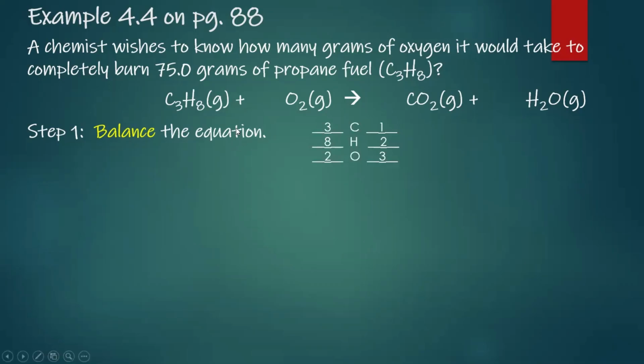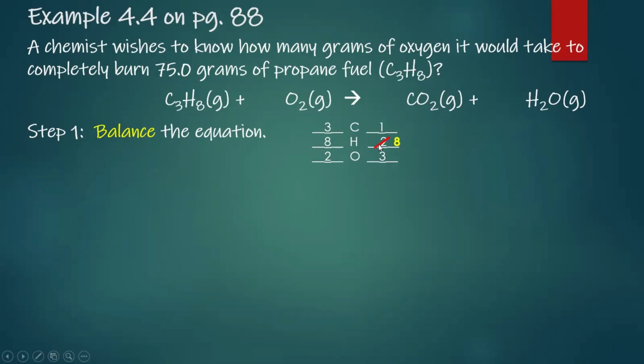So let's tally the elements on both sides of the equation starting out. We're starting out with 3 carbons, 8 hydrogens, and 2 oxygens on the reactant side, but we only have 1 carbon, 2 hydrogens, and 3 oxygens on the right-hand side. Now notice that there's oxygen in both of these compounds, so we're going to have to pay attention to that.